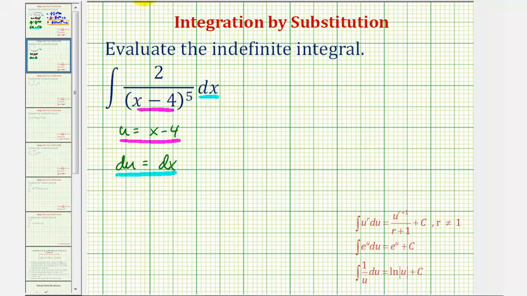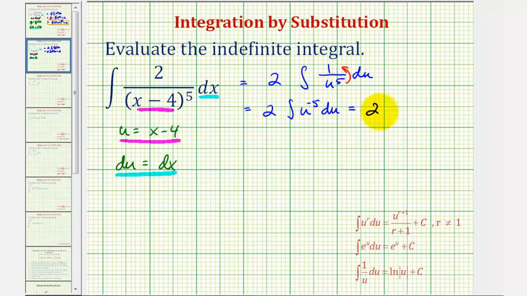So now we're going to write this in terms of u. Let's go ahead and factor out the 2. And we'll have the integral of, if we factor out the 2, the numerator is 1. The denominator is now u to the fifth. And remember, dx is equal to du. So before we apply the power rule of integration here, we're going to change the form by moving this up to the numerator, which will change the sign of the exponent. So now we have 2 times the integral of u to the negative 5 differential u.